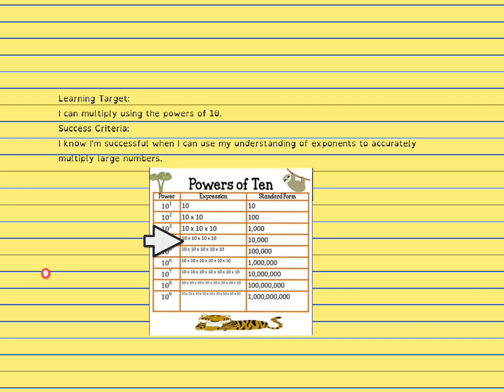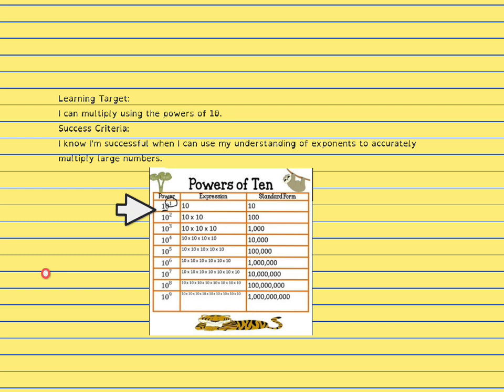Now, today we are going to be talking about the powers of 10. When we write the powers of 10, we can write it as a base number and an exponent. For example, the number 10 can be written as, here's our base 10, and our exponent is 1. That means we are just writing the 10 one time.